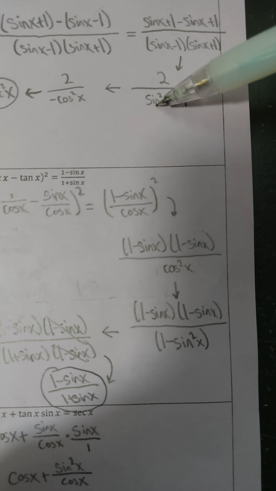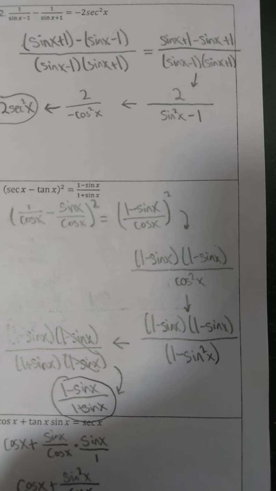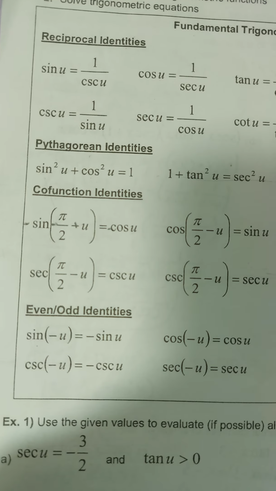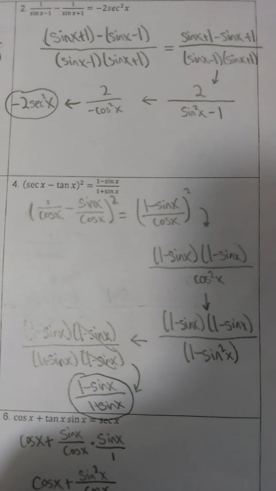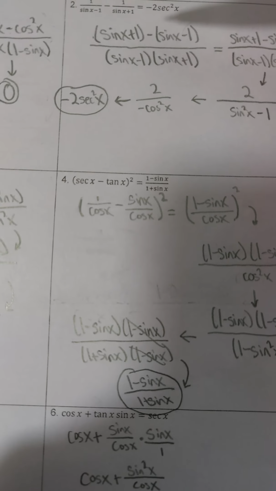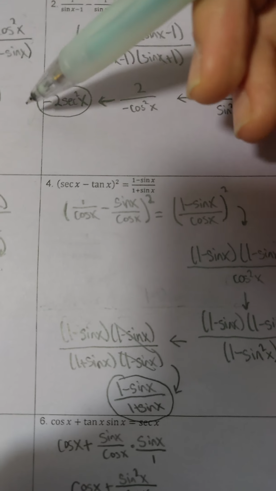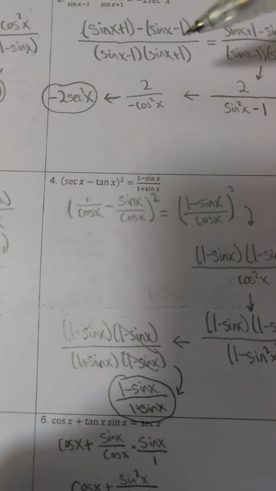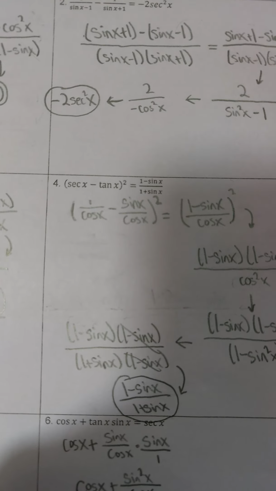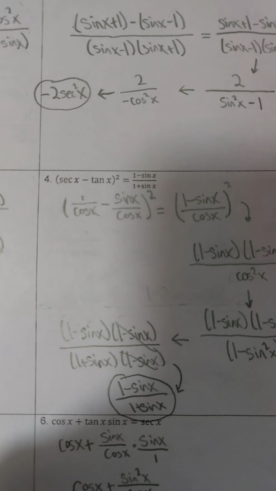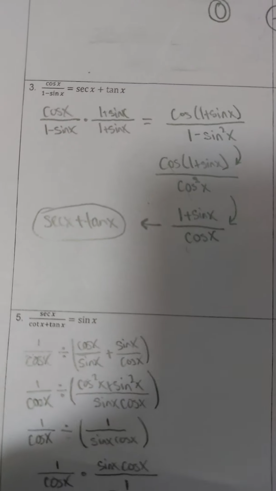And again, we see a squared x, which instantly means we can look at our Pythagorean identities, which is the same thing as minus cosine squared x. 2 over minus cosine squared x is the same thing as, well, since there's a minus here, the whole thing will be minus, and that's the same thing as minus 2 secant squared x. And that's it. Now let's move on to another example.